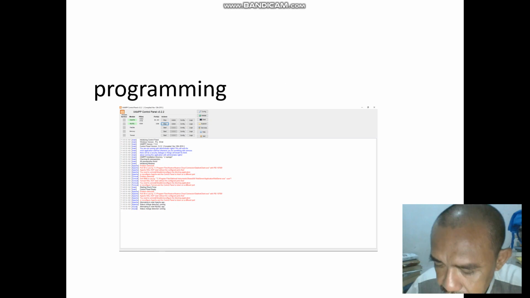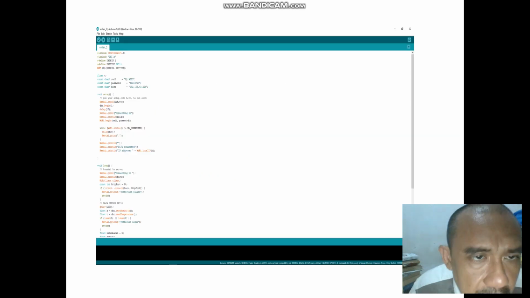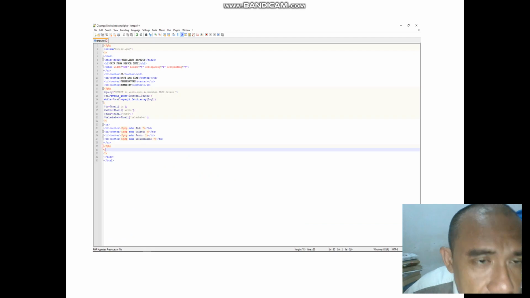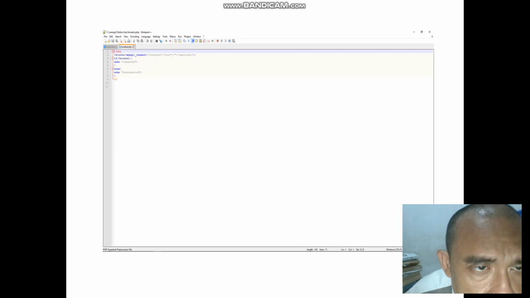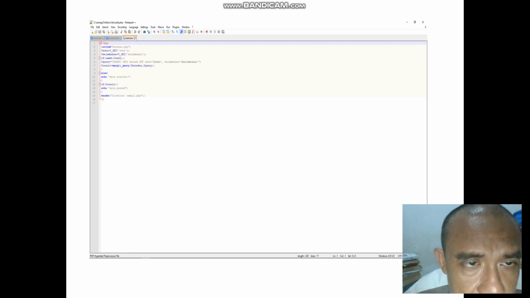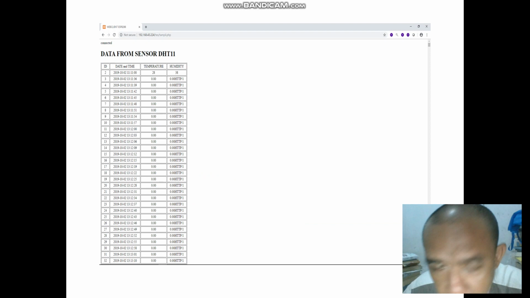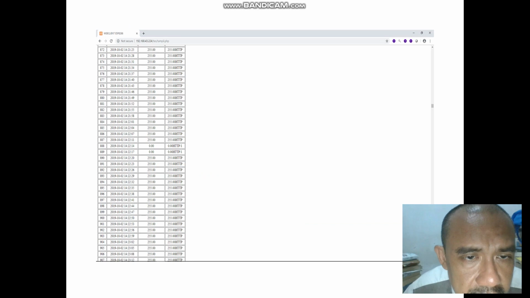This is the programming, and this is the Arduino Uno programming, and this is the PHP programming. Yes, like this, programming in PHP. This is a display on the website of data from the DHT11 sensor. Yeah, like this.